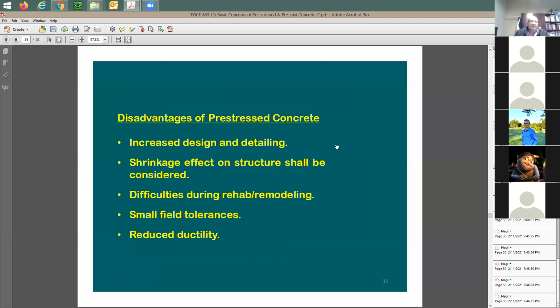Now, what is the bad thing about it? The bad thing about pre-stressed concrete is that you're going to have lots of details and lots of analysis, unlike conventional concrete. The shrinkage needs to be considered. In conventional concrete, you don't really care if the concrete shrinks a little bit and some cracks happen. In this case, shrinkage is critical because shrinkage means pre-stress losses. This is something that you don't want to see.